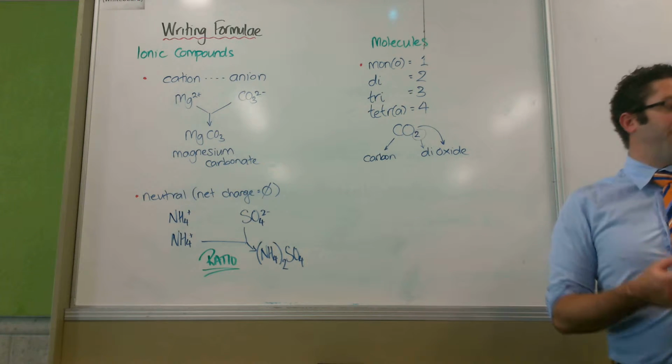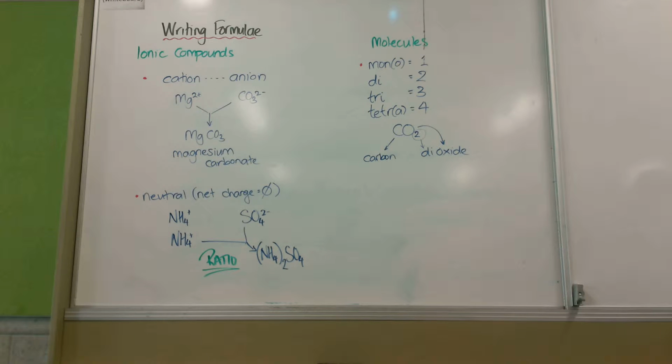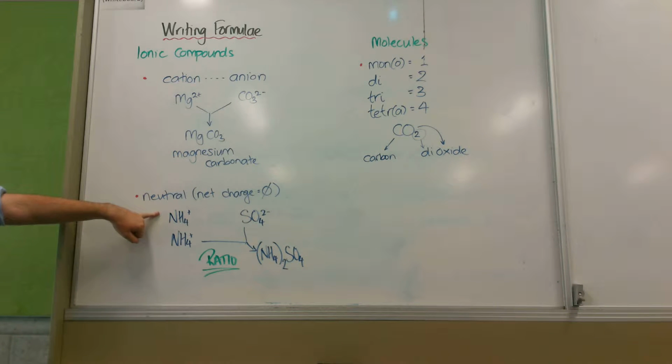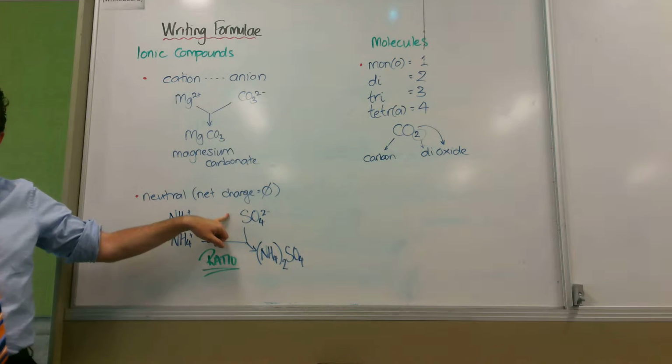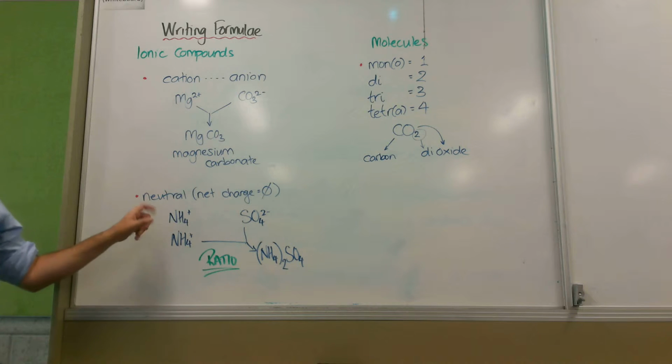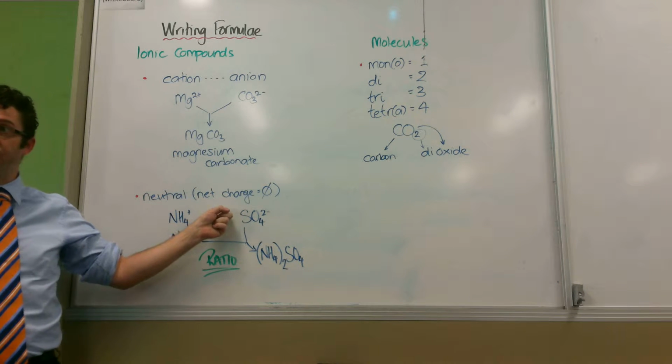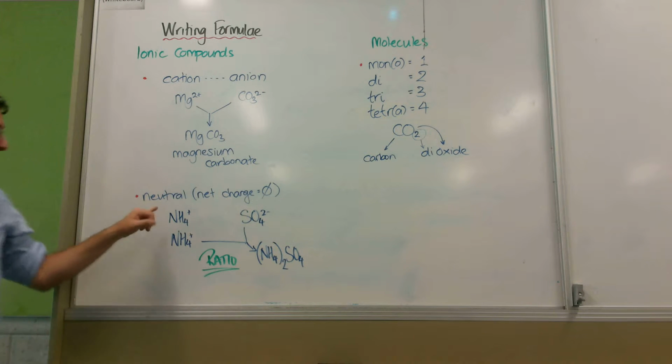What happens if I have things that are not the same charge? I've given an example there of ammonium sulfate, where ammonium only has a 1 plus charge, but sulfate has 2 minus. So to balance that out, there has to be a 2-to-1 ratio. So there's 2 positives for every 2 negative. And so I've got a 2-to-1.